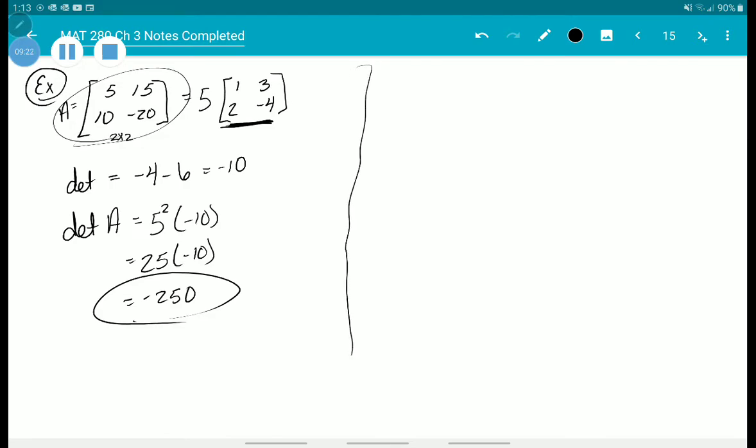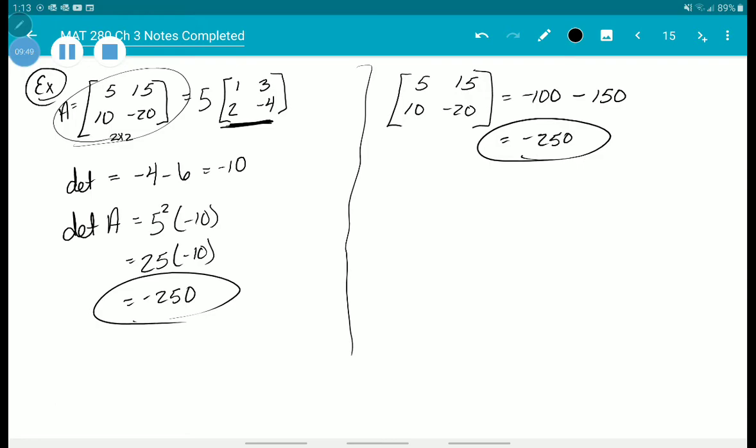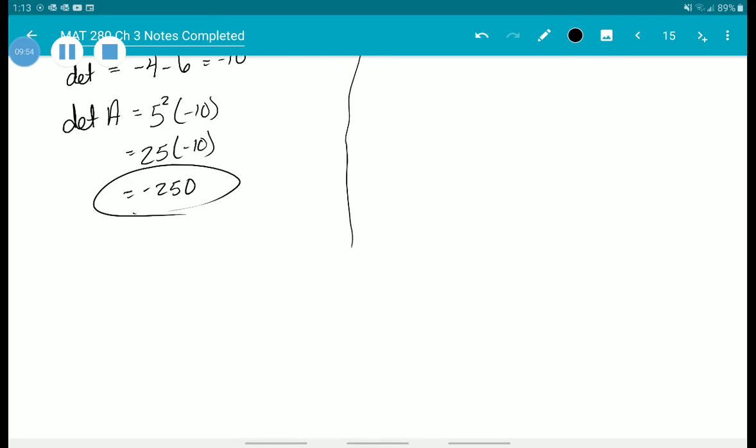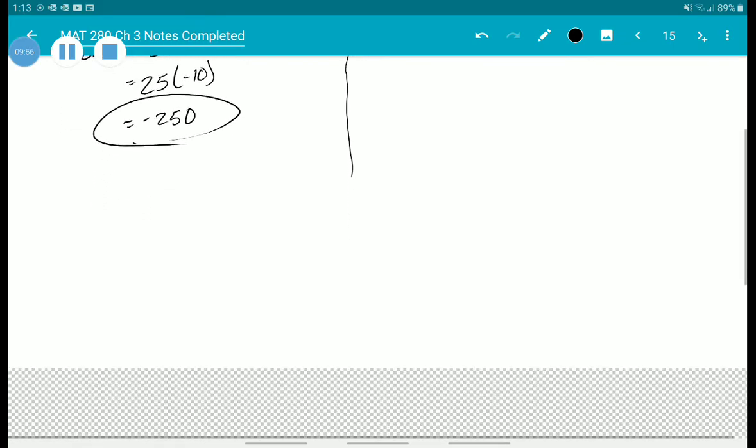So if we did it the long way, well, maybe not long way, maybe it's more like the hard way because of the bigger numbers, we could multiply that out. 5 times negative 20 is negative 100 minus 15 times 10 is 150. So that would be a negative 250. So you're going to get the same answer either way. The property is really just showing you computations can be made a little bit easier using some of these properties.